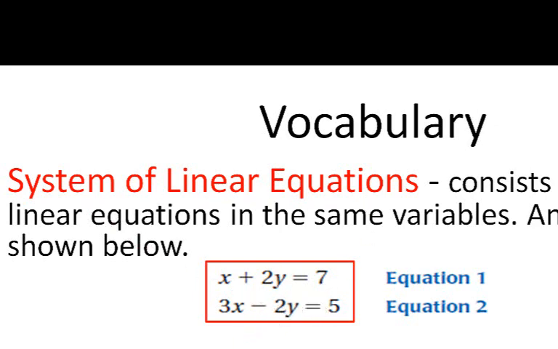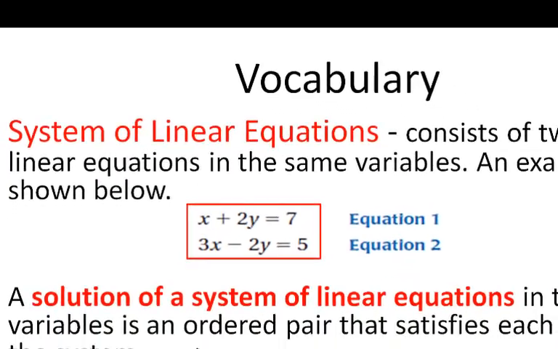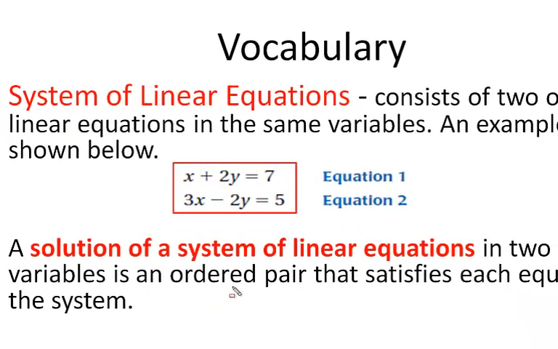Our next vocabulary word is a solution of a system of linear equations, and this is an ordered pair that satisfies each equation in the system. What this means is I have an x and a y value that I can plug in for each of these, and they will both be true. We'll talk more about this in the next few slides, and it'll make more sense. But our solution will be an ordered pair, an x and a y value.